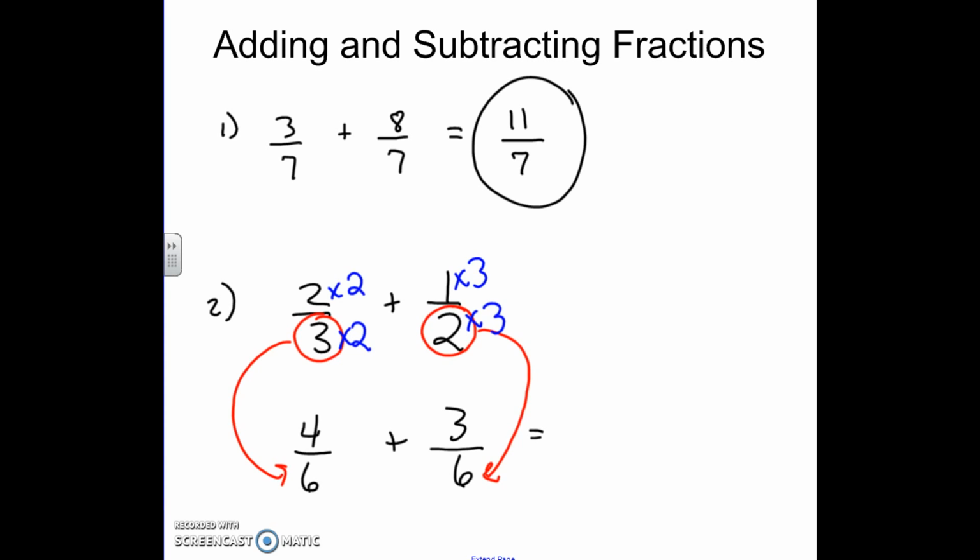Since our denominators are now the same, we keep the denominator and we add the top. 4 plus 3 gives us 7. My answer is going to be 7/6. Subtraction works exactly the same way. The only difference is you'll be subtracting.